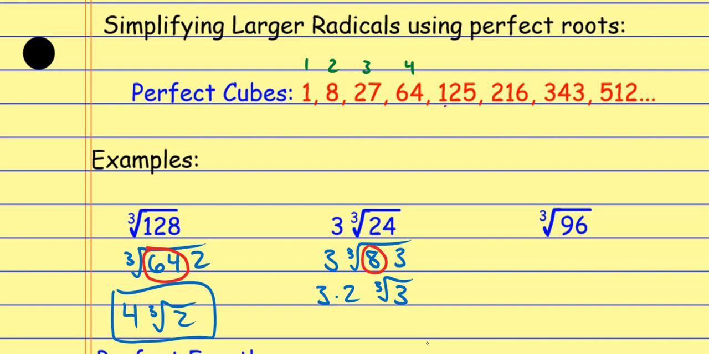All right, I already had a 3 out there. Now I get another 2 out there. And now the cube root of 3, I can't simplify that any further. It stays as the cube root of 3. So now this becomes 6 cube root of 3. All right, but this is how all roots work, okay?